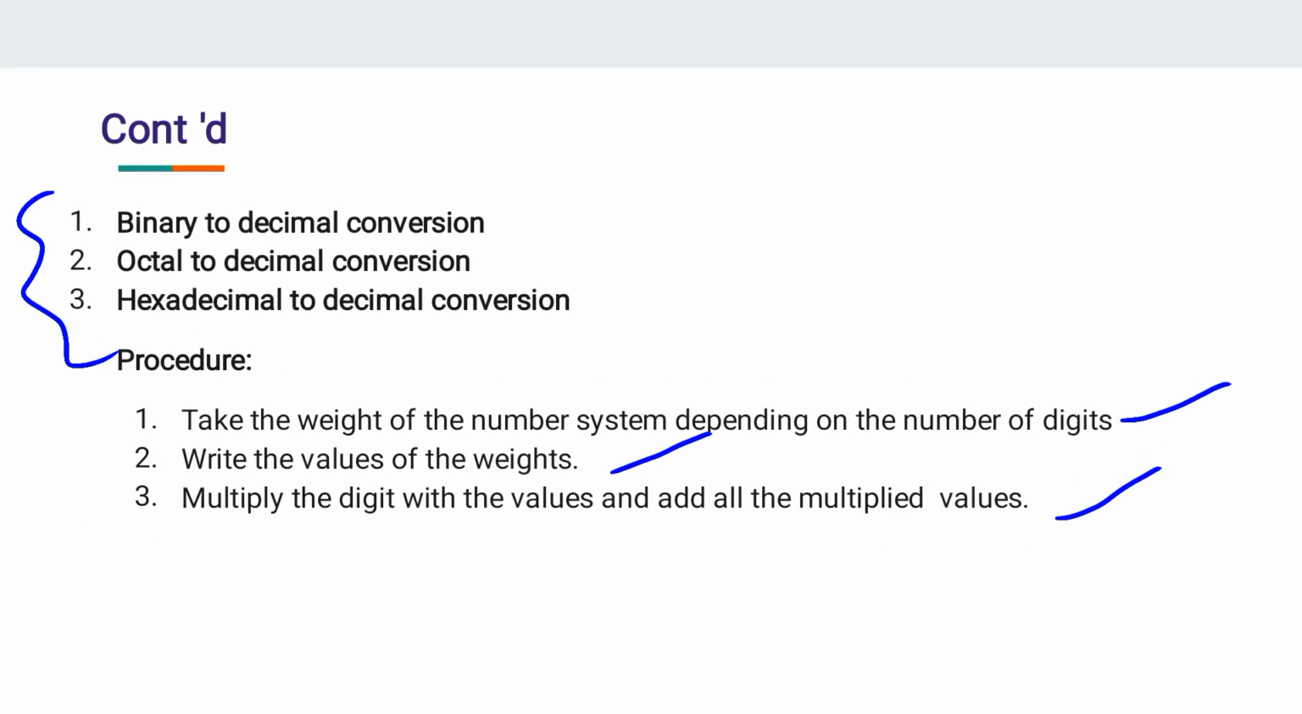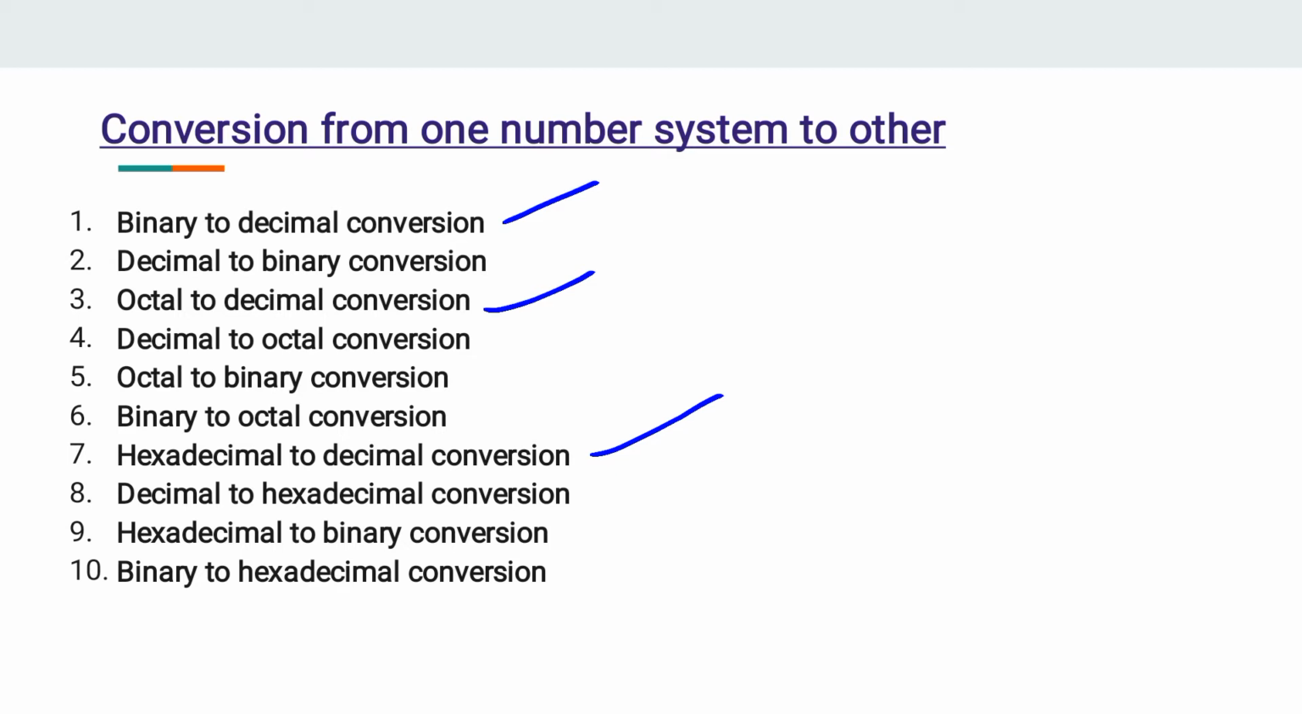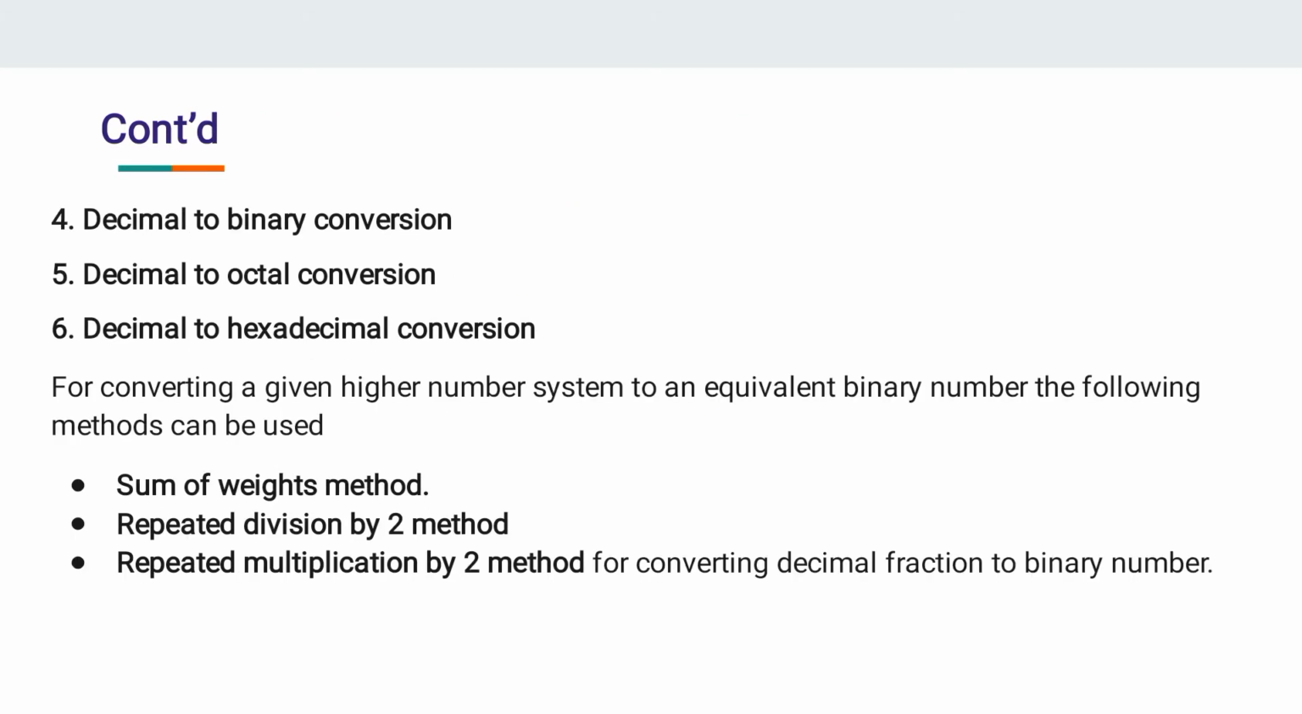So by this we explained binary to decimal, octal to decimal, hexadecimal to decimal. So I cleared these three conversions explained in the part 1 video. Next we go for the next conversions, that is decimal to binary, decimal to octal, decimal to hexadecimal. These three conversions have the same procedure, so I am going to explain this.